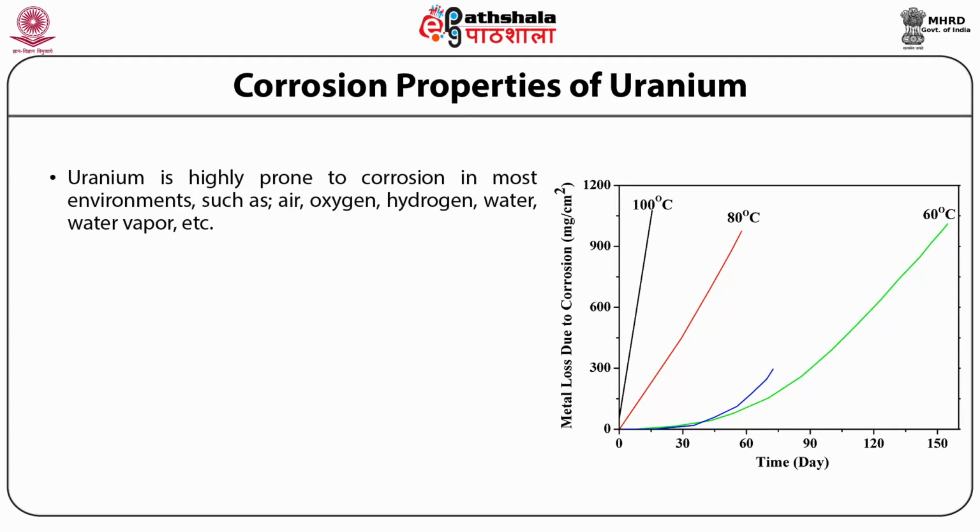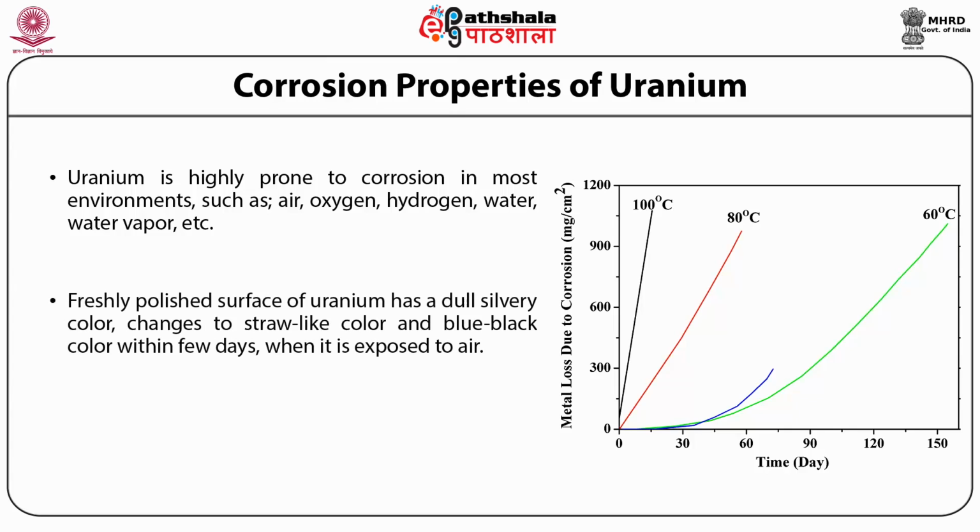Uranium is a material which is highly prone to corrosion in most environments. So now we will be discussing the corrosion properties of uranium. Uranium gets corroded in environments such as air, oxygen, hydrogen, water, water vapor, etc. A freshly polished surface of uranium, which has a dull silvery color, changes to straw-like color and blue-black color within a few days when it is exposed to air.